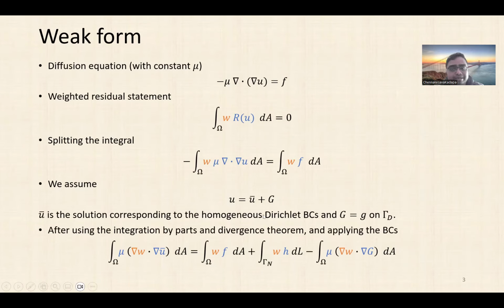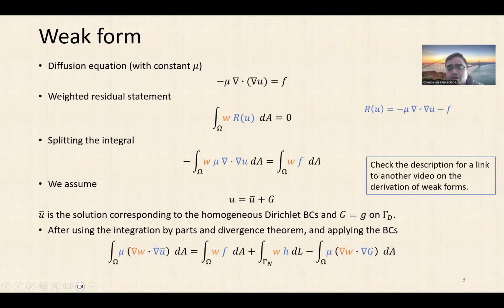Okay, and when we apply the divergence theorem for the Neumann boundary, we get this part. That is why we have dl here. This is the line integral on the Neumann boundary. If you would like to learn more about how to derive the weak form, especially for problems with non-zero, that is inhomogeneous boundary conditions, watch the other video. Okay, so this is the general weak form for the steady diffusion equation with non-homogeneous Dirichlet boundary conditions.